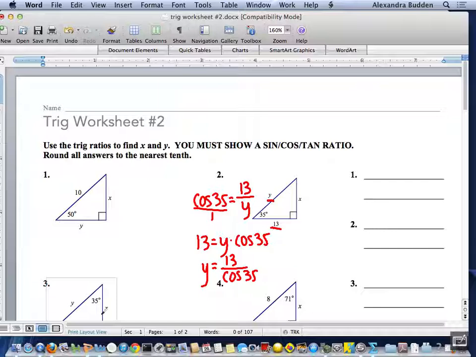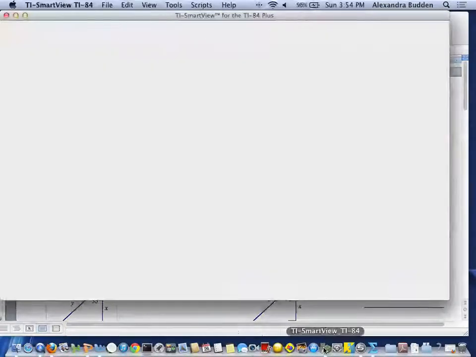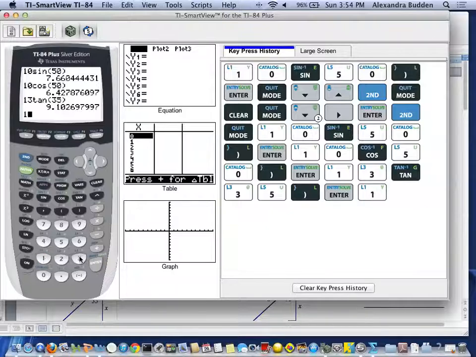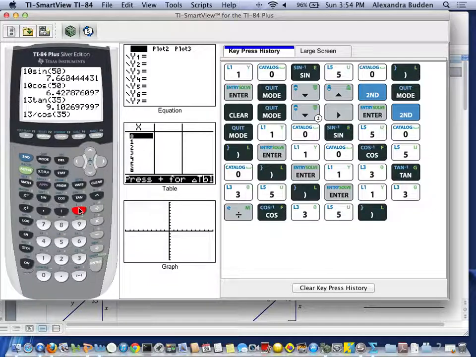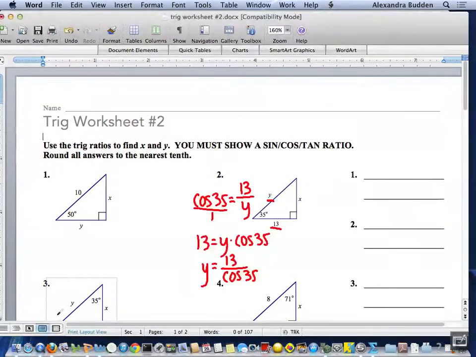Now I need to go to my calculator and do 13 divided by the cosine of 35. So y is 15.87. So y is equal to 15.87.